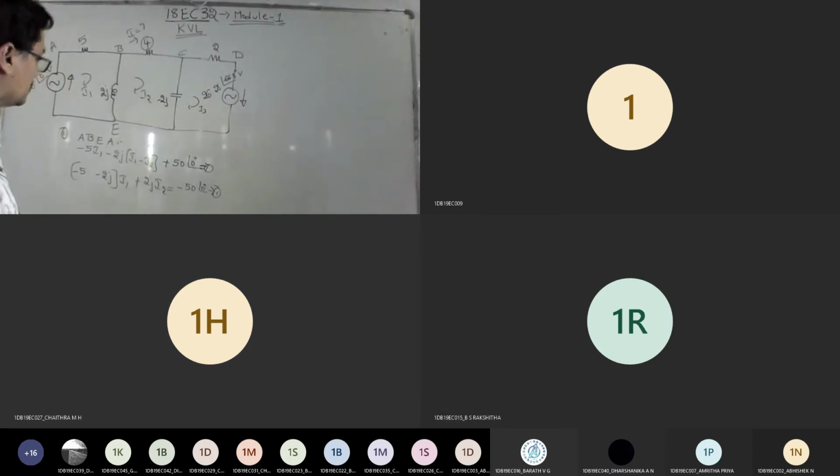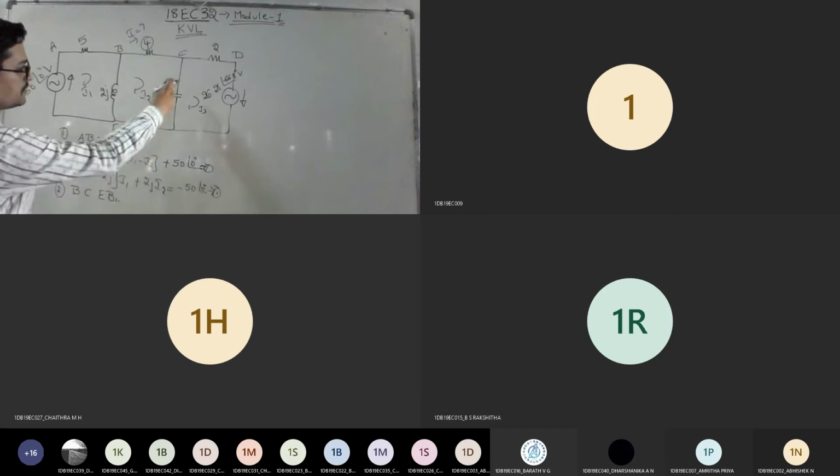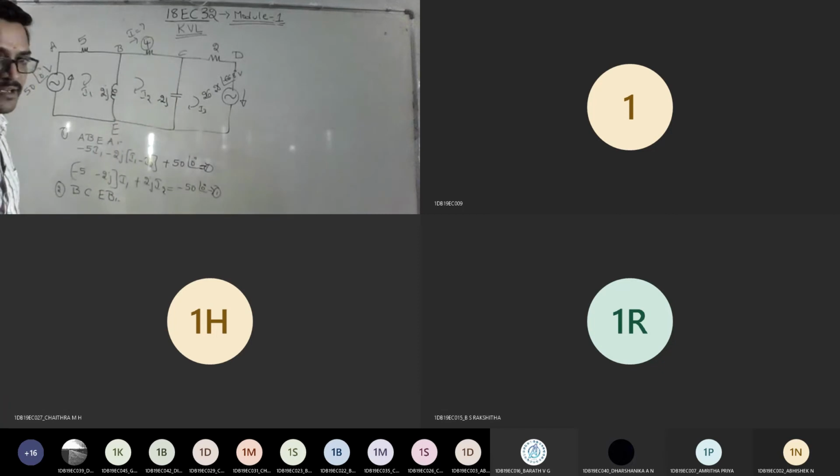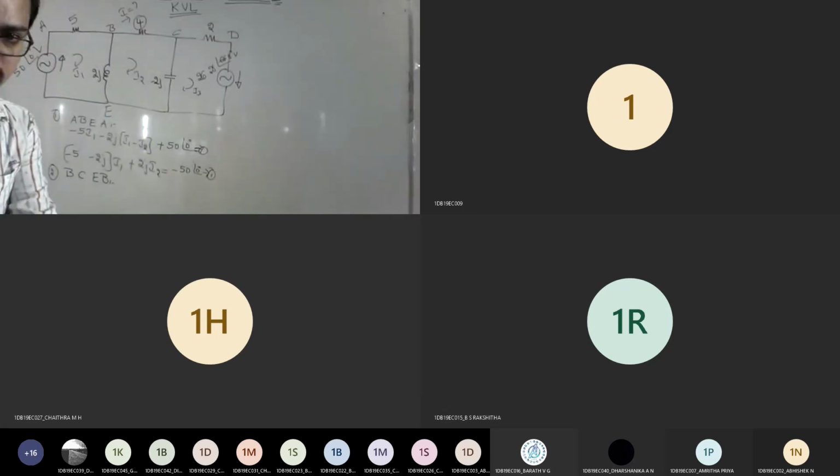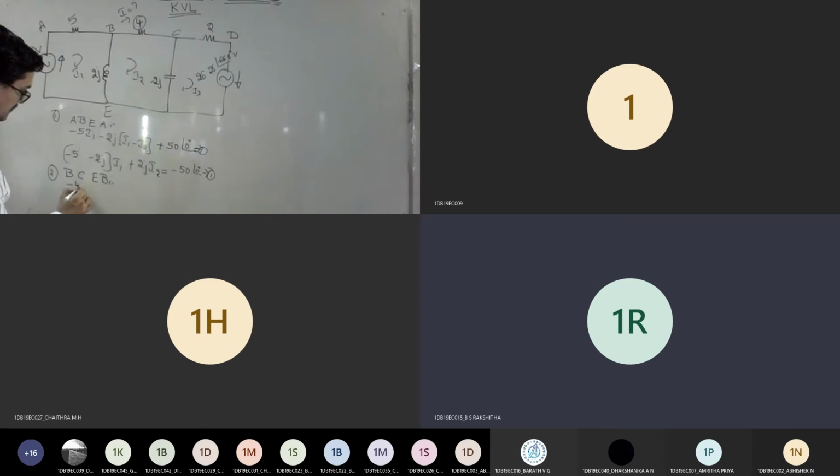Good. So equation number 2, where is it wrong? Mesh 2, between B, C, E and B. So the starting point and ending point should be the same. Tell me the equation. Minus 4 I2.